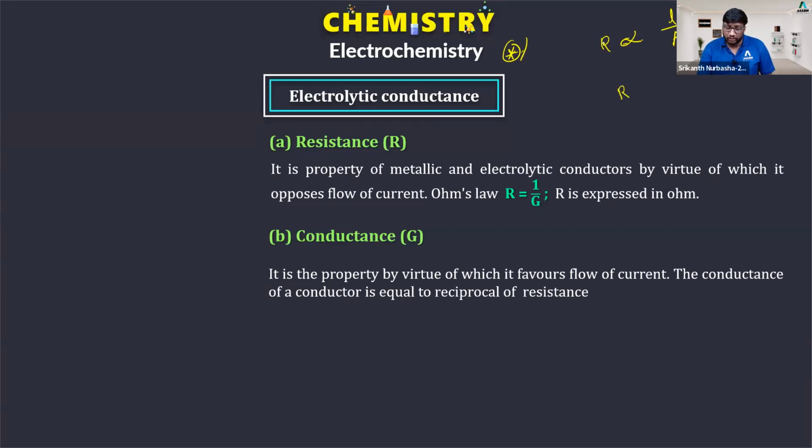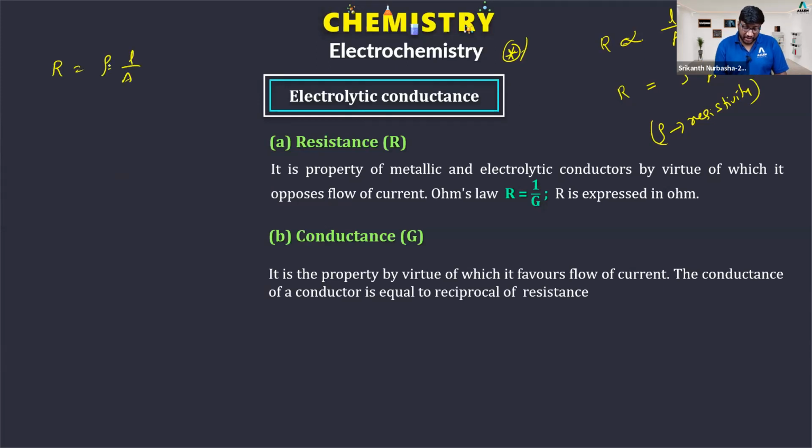On one side we have resistance R, whose unit is ohm. On the other side we have length by area, so meter by meter square or centimeter by centimeter square. So units are different on both sides. To make this proportionality a mathematical equation, I have to insert a constant. R is equal to rho into L by A, where rho is nothing but your resistivity.